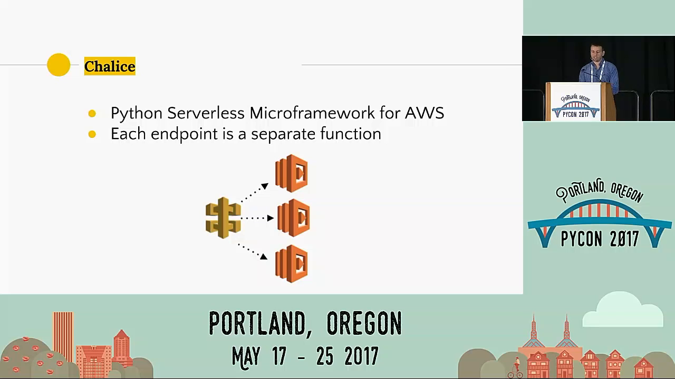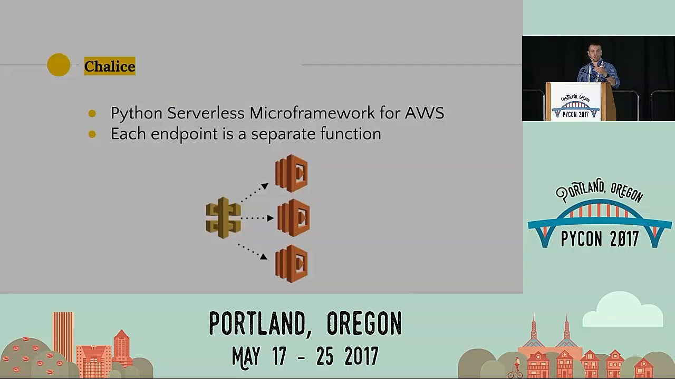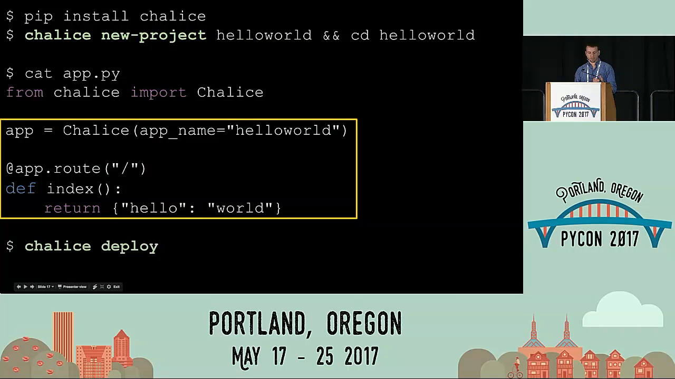Another framework is Chalice. It's by AWS. It looks very similar to Flask. Unlike Zappa, it automatically creates a separate endpoint for every route that you define in your code. But again, it's very simple to use. You create a new project from the CLI, and you define everything in your code, and then you deploy.